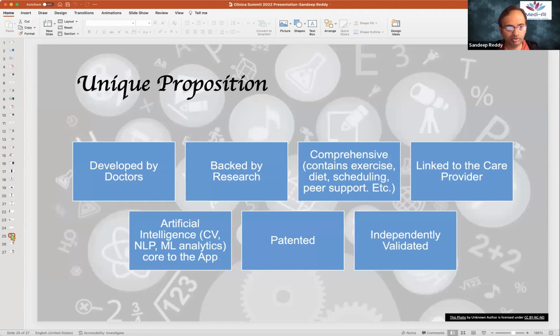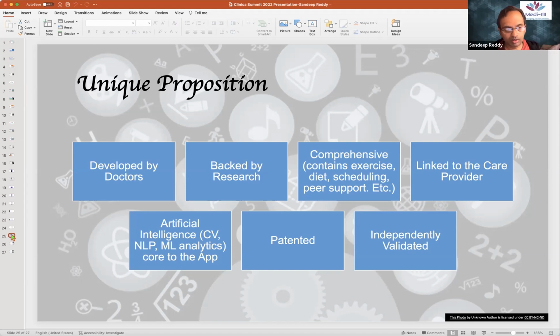basically validating and providing credibility to the application that we introduce. The other unique aspect of this application is that it's been developed by doctors, including people like myself, but we also involved other general practitioners and endocrinologists in developing the app. So you can be confident that it's been developed by credible people, but it's also been backed by research, evidence-based research incorporating virtual health coaching models that have been validated in various studies.